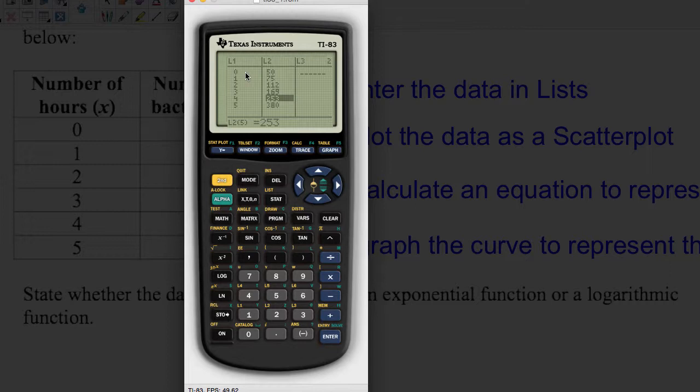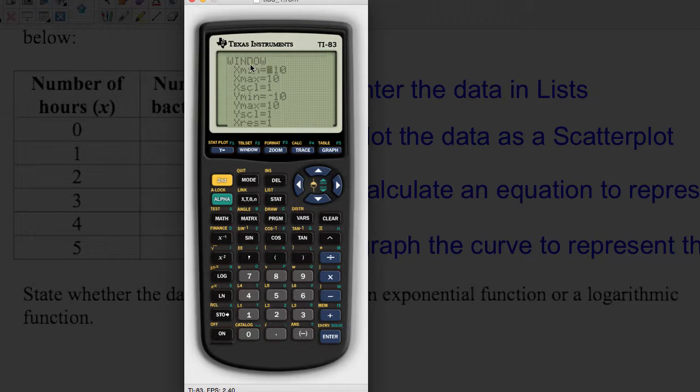Okay, the next thing we're going to do is plot the data as a scatter plot. Maybe where we'll start for that, well, first of all, we'll get out of here. So we'll go second mode, because that's quit. Doesn't mean quit the whole calculator, it just means quit what we just did.